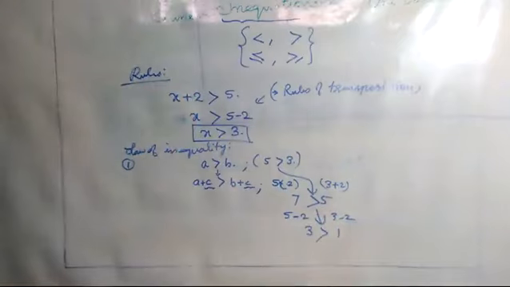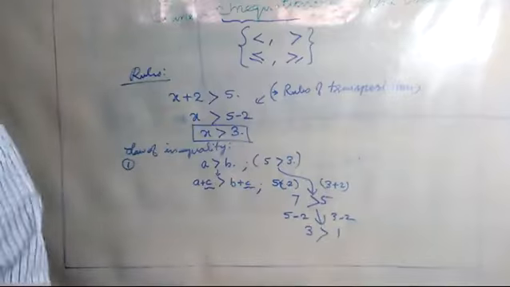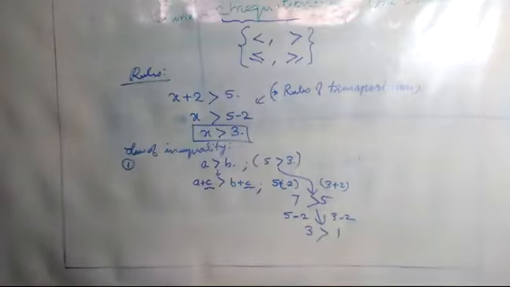So the first law of inequality says that if we add or subtract the same number on both sides of the inequality, then the sign of the inequality will never change. Once again I repeat, if the same positive number or negative number is added on either side of the inequality, then the sign of inequality will not change.